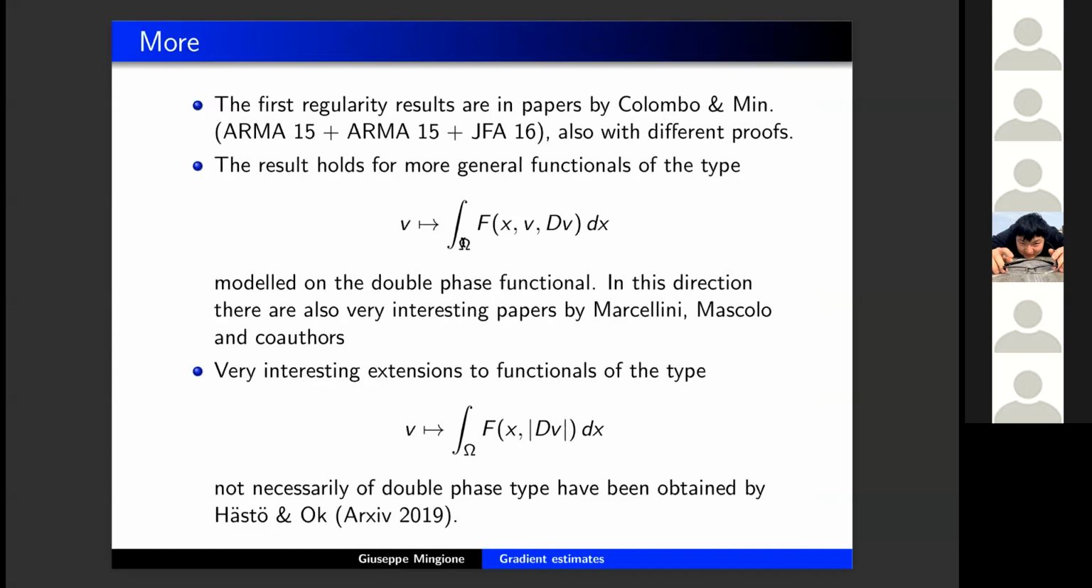So you're not assuming that you have a special structure like the double phase type, but instead you replace the condition on the coefficient with a Sobolev condition, and then you can get similar results. Then there's a very interesting extension to these kinds of functionals that are closer in spirit to what we did, and this is by Hästö and Ok.